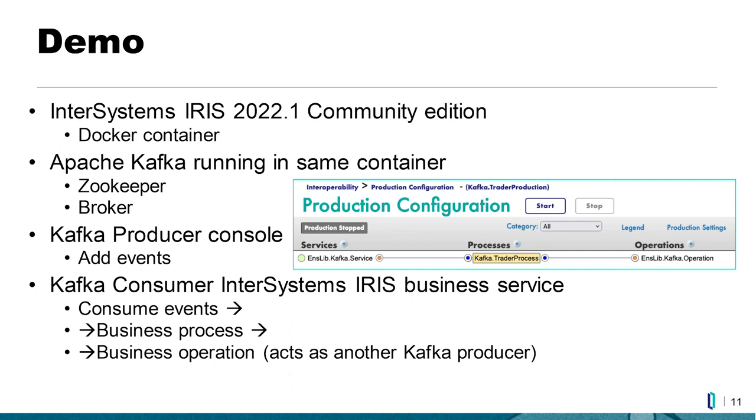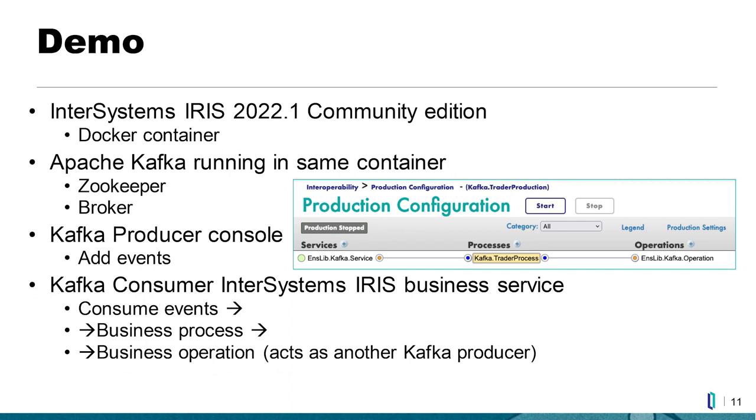Currently, in the near future, we know that Kafka is going to do away with the zookeeper, but that's just good to know for now. We've also got a Kafka producer, which is producing events inside the container, and we are going to be using a shell terminal to actually produce the events. And on the InterSystems IRIS side, we've got a Kafka consumer business service, which consumes the events which are being produced in the console, and it then sends it on to the business process, and then that sends it on to the business operation.